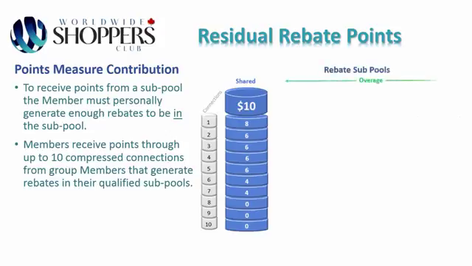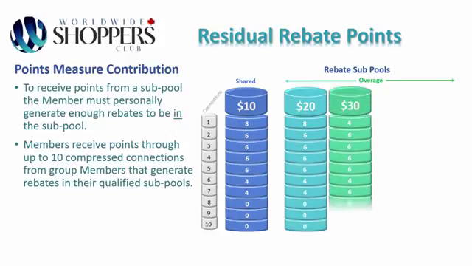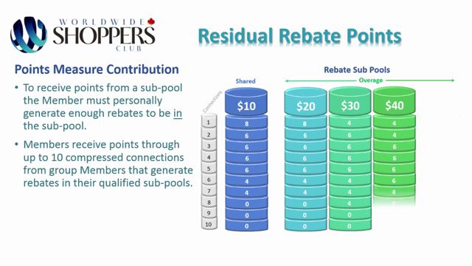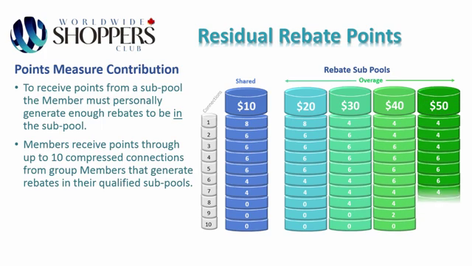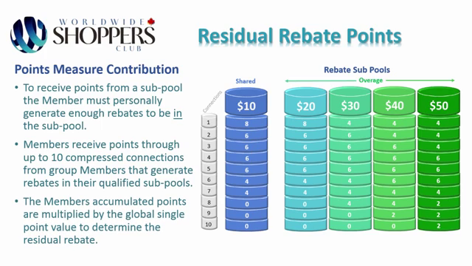If you're in the $20 subpool, you'll receive points from the members in that subpool. If you're in the 30, you receive points from them. In the 40, receive points from them. And obviously in the 50, you receive points from them. Just to be sure you get the idea, these points are for each member on each one of these connections through the 10 compressed connections. In the shared array, that's 3x3. In the overage, it could be 3, 4, 5, 6, 7, or more on each individual connection through the 10 compressed connections. Then the members' accumulated points are multiplied by the global single point value to determine the residual rebate.